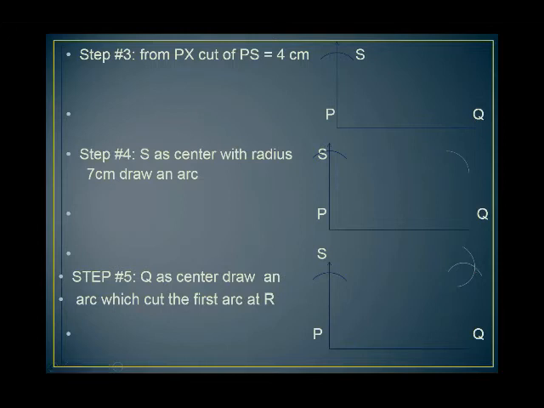From that intersecting point, we have to join it with Q and join it with S. Take a screenshot of this slide and we will move further. I hope you will understand.